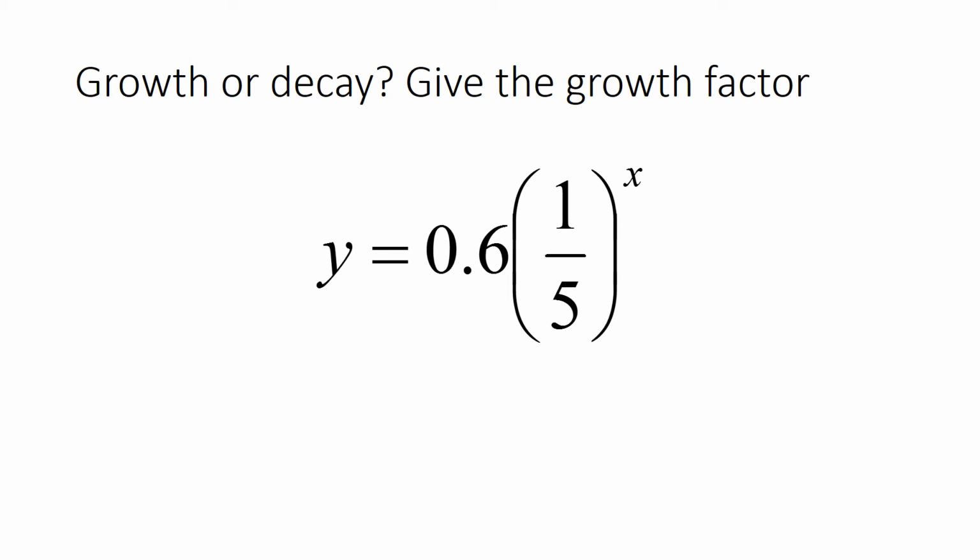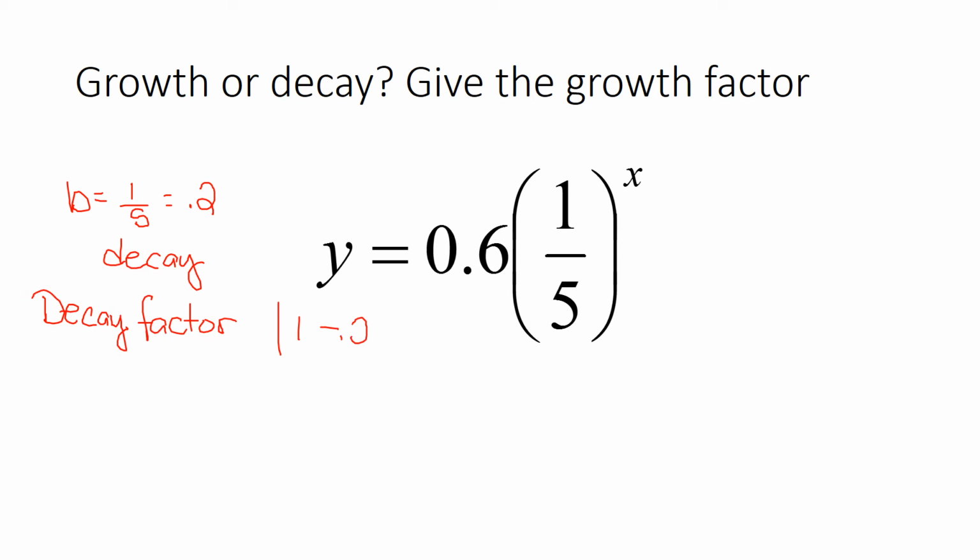Okay, growth or decay, because B is equal to 1/5, which is 0.2, and since B is less than 1, this is decay. My decay factor, or my growth factor, is the absolute value of 1 minus 0.2 times 100, which means that it's decaying by 80%. My initial value, A, is simply whatever's on the outside of that parenthesis, so my initial value is 0.6.